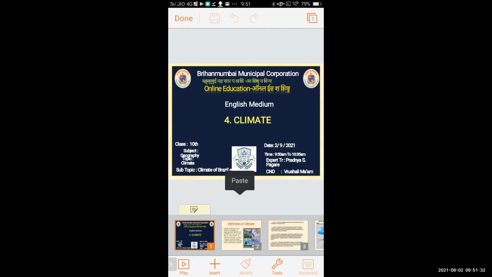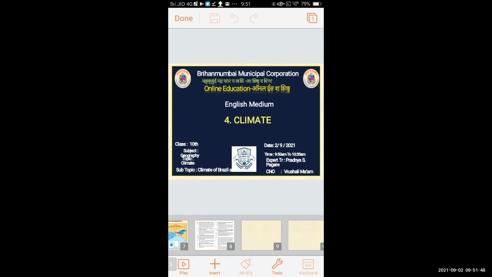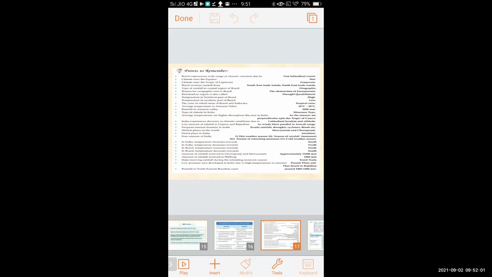Today we will continue with our lesson number 4, climate. In this lesson, we have learned about the climate of Brazil and the climate of India. So today we will see some of the question answers related to this lesson. Before starting with question and answer, we will do a small revision related to points to remember of lesson number 4, climate.